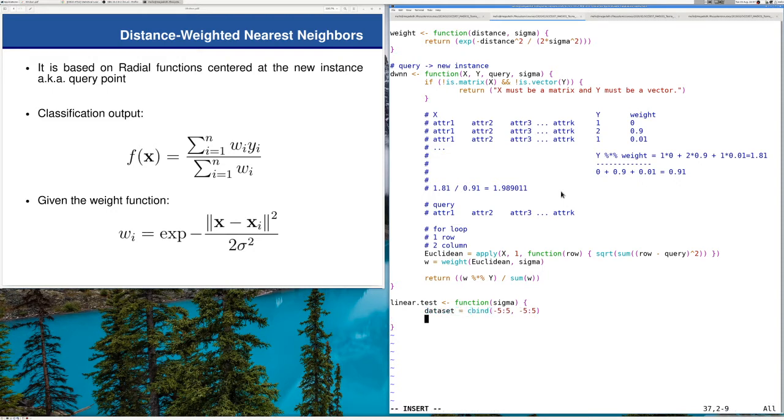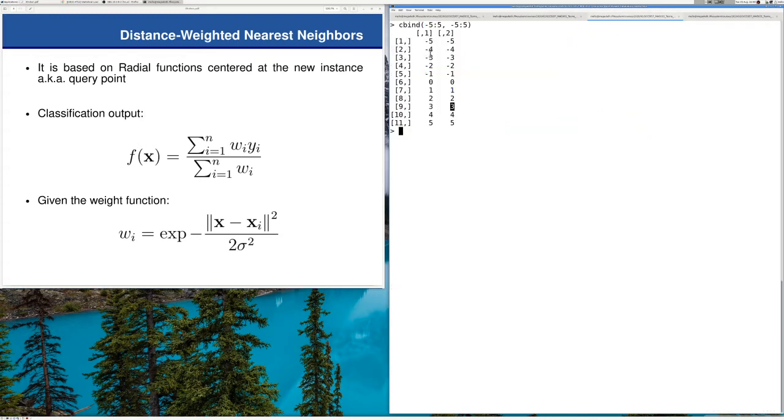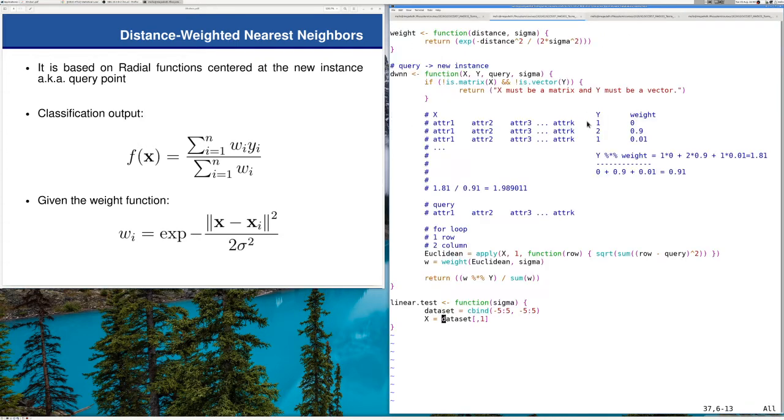What's going to be X? My input space. What's my input space? It is the first dimension, just the first dimension, of course, these values from -5 to 5. In that scenario, I will organize those in a matrix with a single column. Why matrix? Because here I defined that that must be a matrix, okay? And in the case of Y, it's going to be a vector.